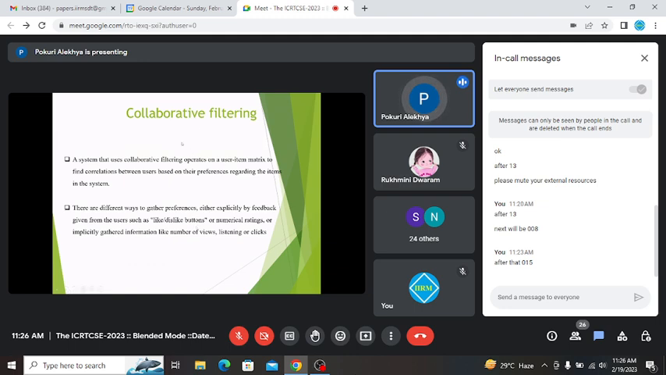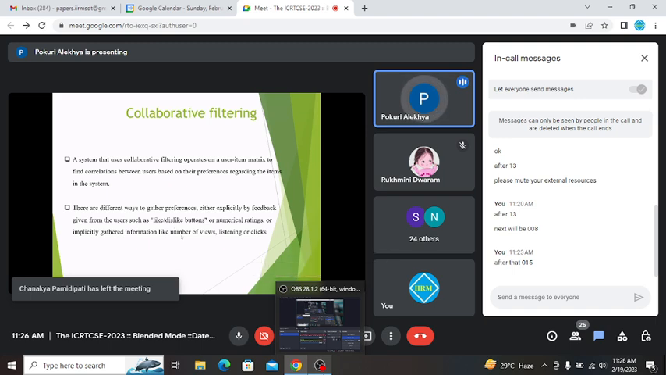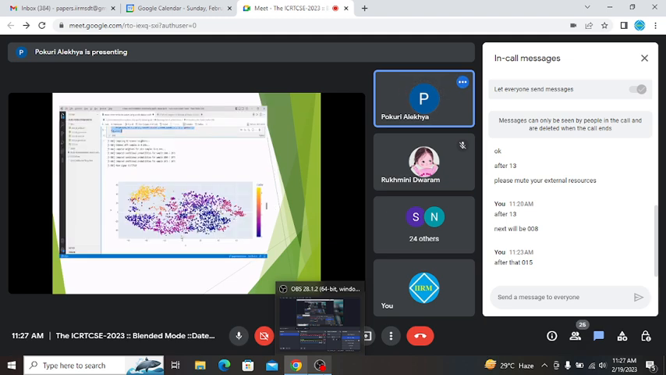Now, as I said before, collaborative filtering. It takes the likes and dislikes. It will display like and dislike buttons, and it will take numerical ratings. Then they will be categorized into which are the most popular songs and which are the less liked songs, like that. So this is about collaborative filtering.